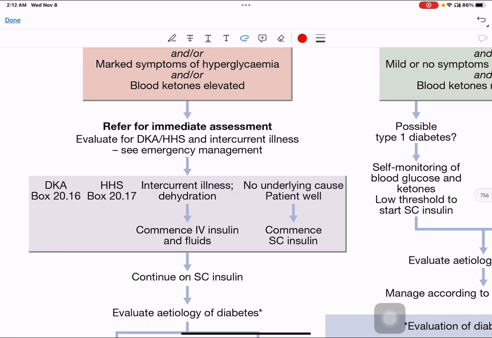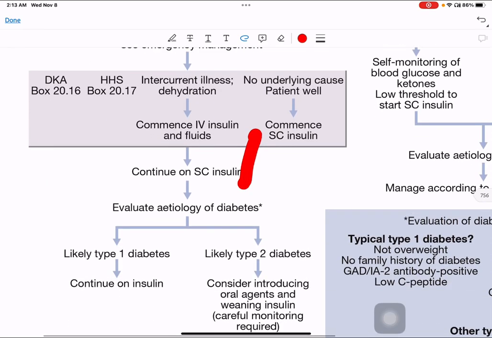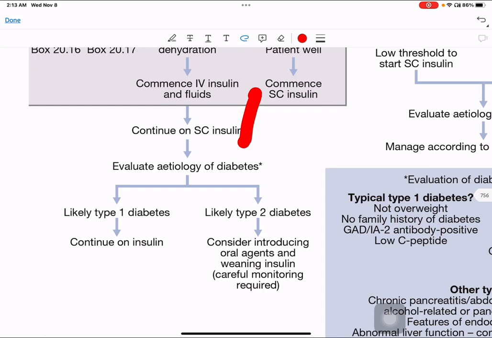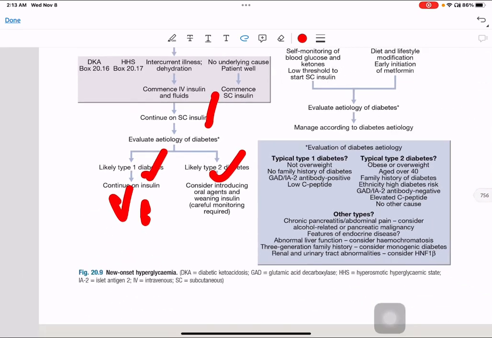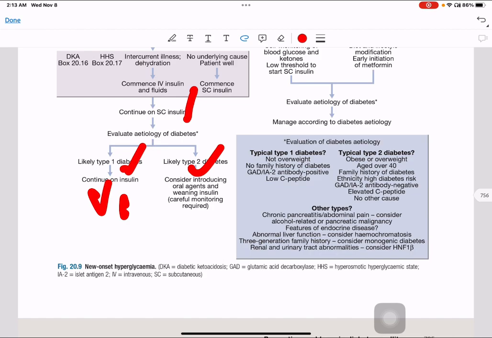Then after resuscitation, the etiological cause of the diabetes or hyperglycemia should be checked, whether it is type 1 or type 2. For type 1 diabetes mellitus, insulin will be the drug of choice. For type 2 diabetes mellitus, dietary modification, lifestyle modification, oral agents, and insulin will be the treatment. If there are any secondary causes, they should be corrected or treated.